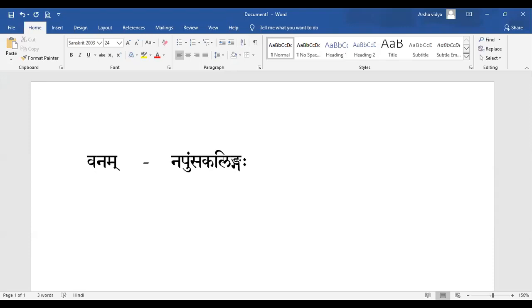So, Vanam meaning forest, neuter gender, and in Saṃskṛtam it is Napumsakalinga. And the word vriksha, let us say vriksha only. Vriksha is a shabda. Vriksha is a neuter gender word in English. In Saṃskṛtam it is a pullinga word.